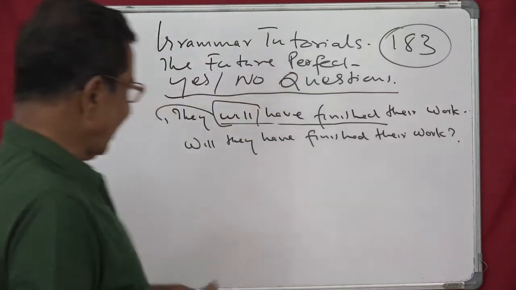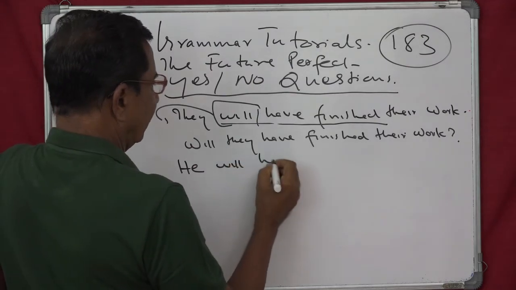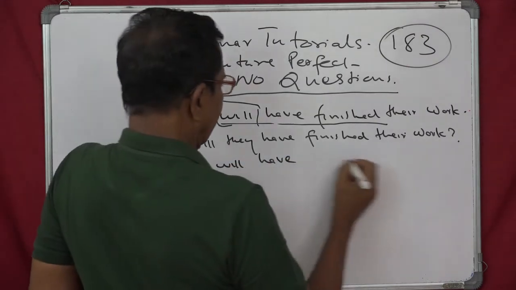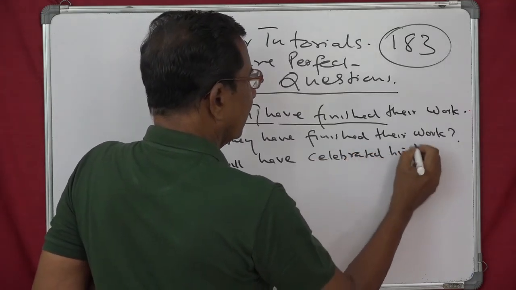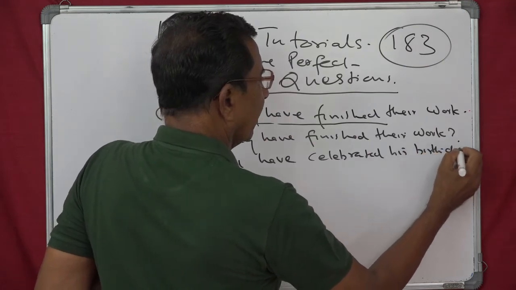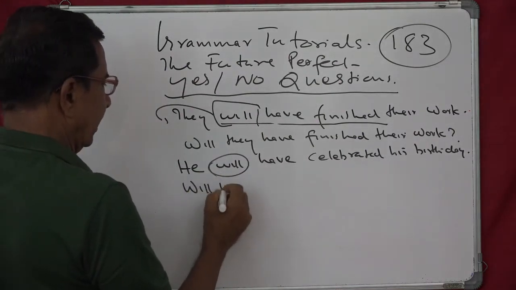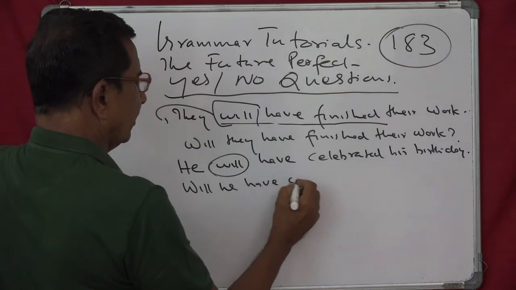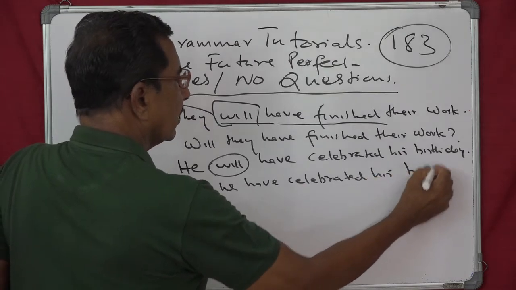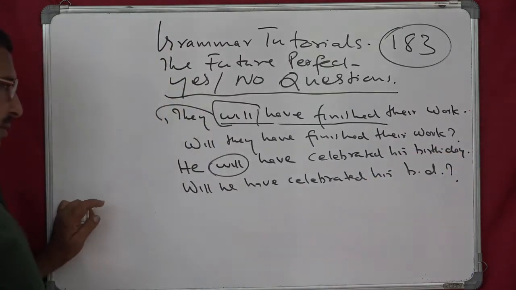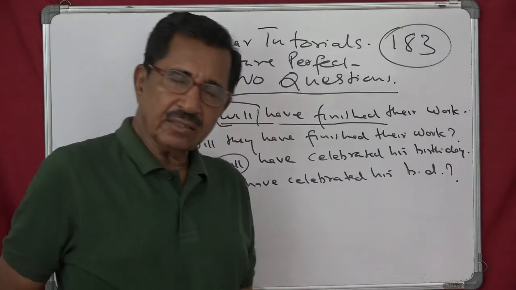Okay. Yes, here. Now you have got: He will have celebrated his birthday. Okay. So the question will be: Will he have celebrated his birthday? Question mark. So will he have celebrated his birthday? That will be the yes or no question. And thus you can have any number.